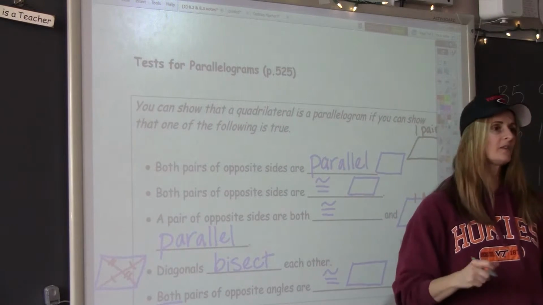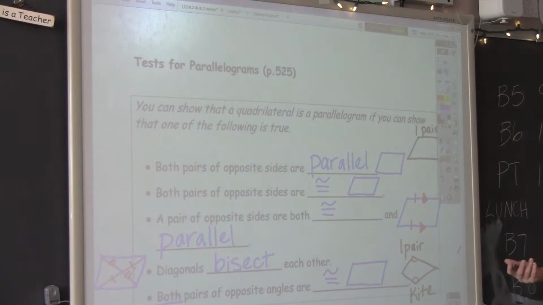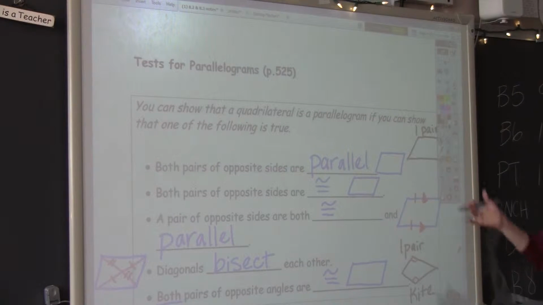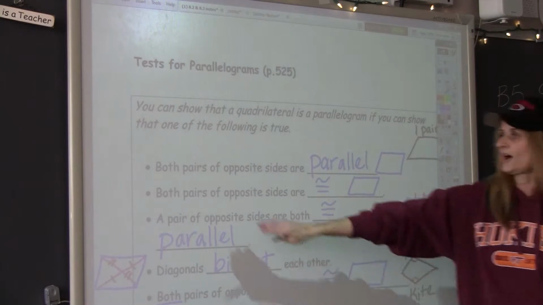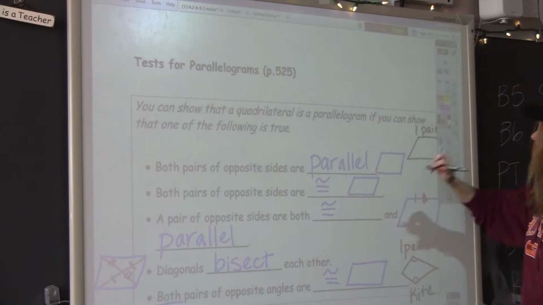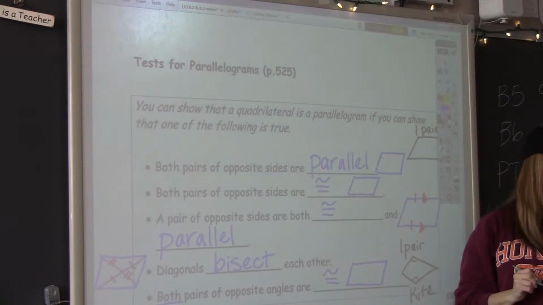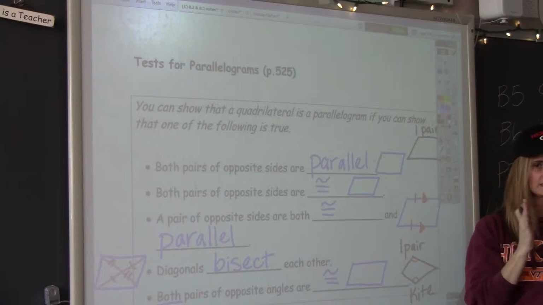Here's how you can tell if your quadrilateral is a parallelogram. Okay? So these are tests for parallelograms. So you can show that a quadrilateral is a parallelogram if you can show that one of the following is true. If you have both pairs of opposite sides parallel, so I gotta show that somehow. How do I represent that two sides are parallel? What do I need to?